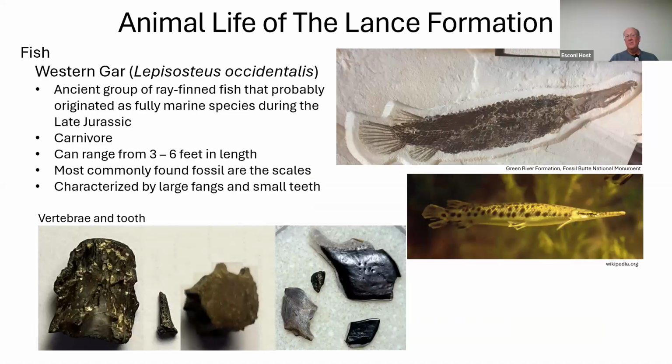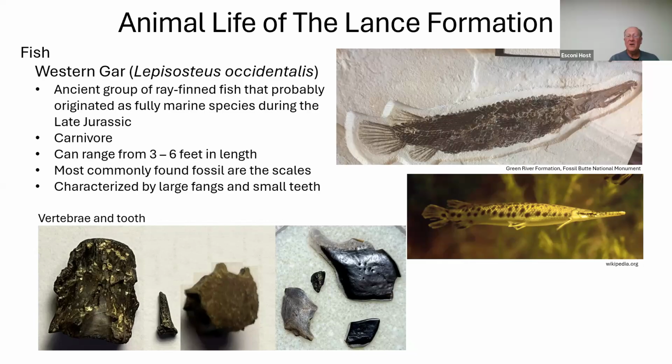We also can find garfish, and especially the garfish scales. It's one of the indicators when you're hunting. You know that you're in a channel deposit the moment you see a fish scale. They were also a ray-finned type fish, probably originated as full marine species during the late Jurassic. They were, of course, carnivorous. They can reach as much as 6 feet long.